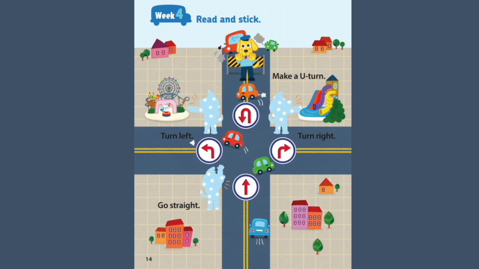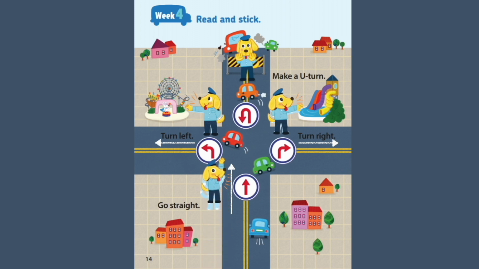First, turn left. Let's read. Turn left. Turn left. Next. Turn right. Let's speak and say. Turn right. Go straight. Good job. Stick and say. Go straight. Good job.